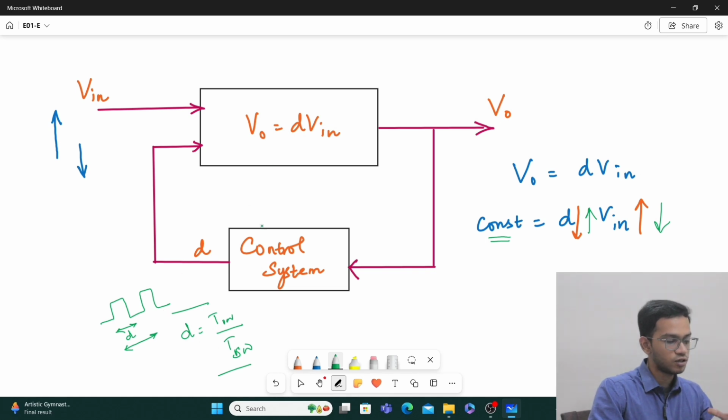So this control system should be able to sense the output voltage and adjust the duty ratio, or adjust the width of the PWM signal you are giving to the switch. This is the motive of having a control system, and this is the system level understanding of how a buck converter in a closed loop system works. You can replace this buck converter by any DC-DC converter. Ultimately, this is the aim.